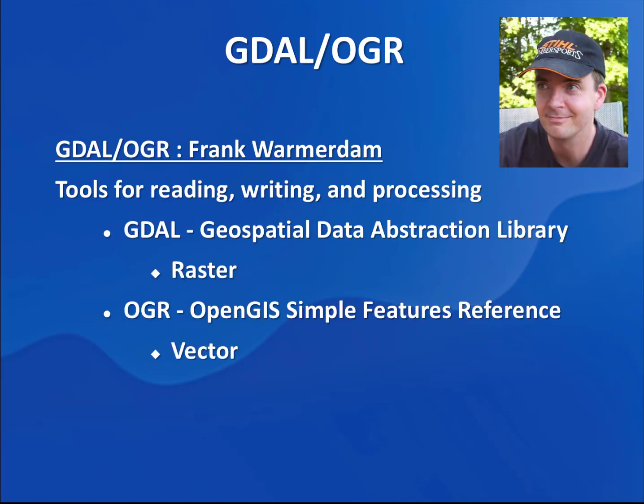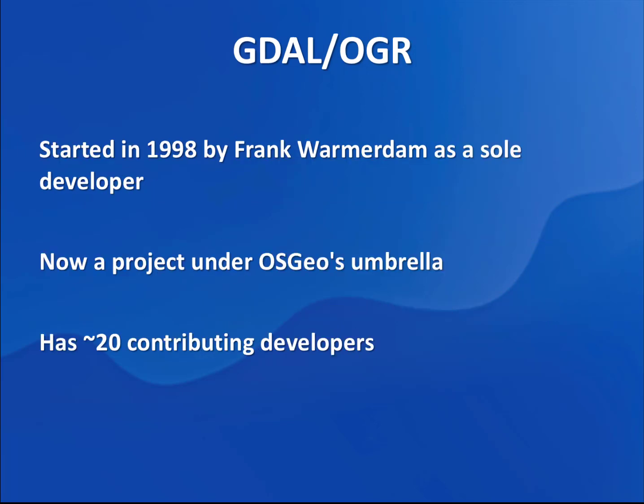These were all originated by this gentleman, Frank Warmerdam, and he started both projects. GDAL is an acronym that stands for the Geospatial Data Abstraction Library, and OGR is the OpenGIS Simple Features Reference. They were started in 1998, so these are tools that have been around for quite a while. Originally Frank Warmerdam was the sole developer. It's now a project under OSGeo's umbrella, and it has over 20 contributing developers. And this gentleman, Evan Rui, is now the main developer.